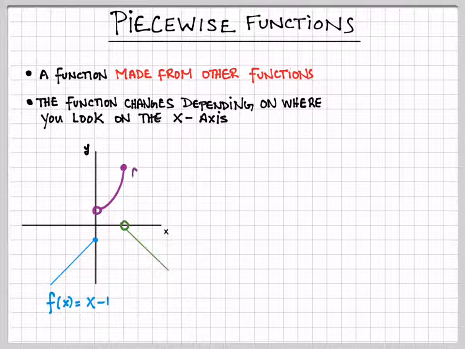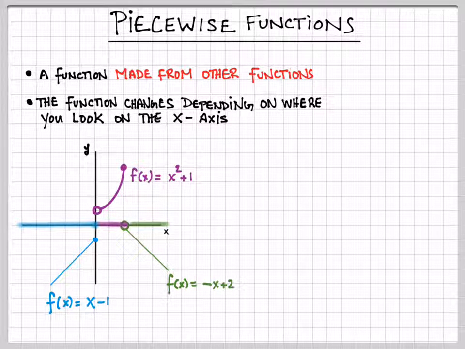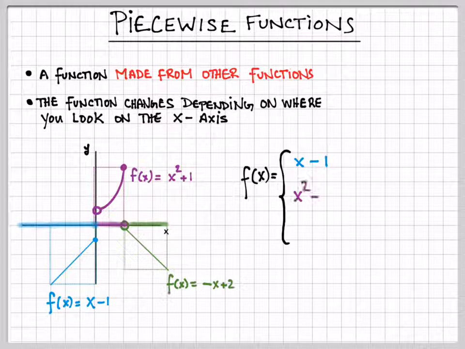I'm going to put boxes around these functions. So you've got the blue box, the purple box, and the green box. If we want to represent this as one big function, we write f of x equals, and then we open this curly bracket where we're going to list all the other little functions. So f of x, our function, is equal to the three smaller functions, the blue one, the purple one, and the green one.